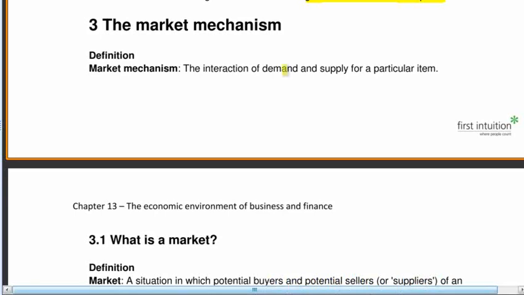Now, market mechanism is all about demand and supply. This is what economics is all based on. We've already been talking about aggregate demand and aggregate supply, which is the aggregate of all the individual markets in the economy. So what we're now going to do is think about the demand and supply for individual products and individual markets.